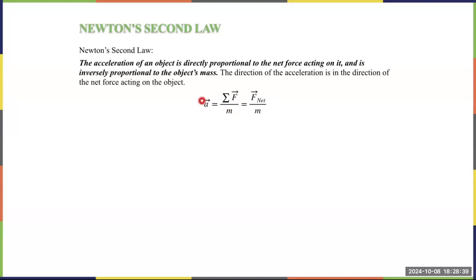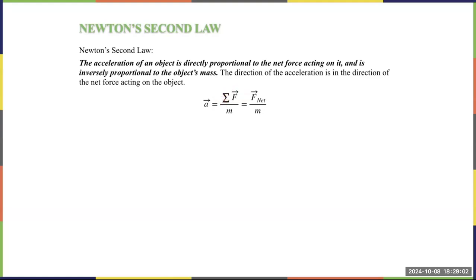So if my force is really large and the mass is also really large, I'm not going to get a larger acceleration. If I have a smaller mass, then applying the same amount of force, I'll get a larger amount of acceleration. So again, this force is what force? This here is the summation sign.